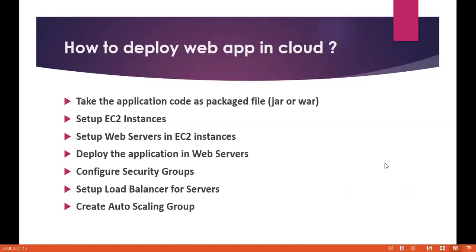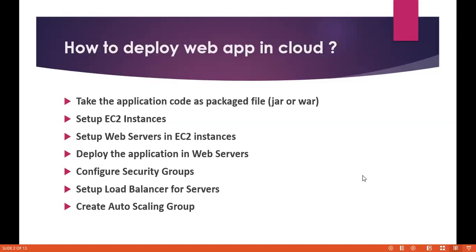Right. So here, if I want to deploy one web application in the server, I need to take that application code as a jar or WAR. After taking that code as a jar or WAR, I need to set up the EC2 instances. I need computers to run my application. Those computers we are going to set up by using EC2. Once the EC2 instance is ready, in that EC2 instance, we need to install our Apache server. Apache is a web server.